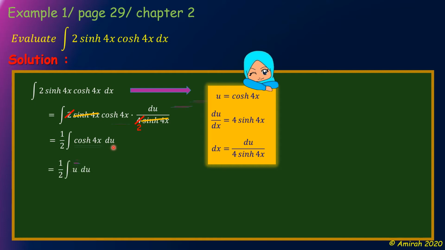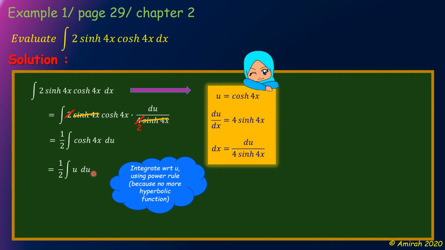So what we should do is replace cosh 4x by u. And then now we have everything in terms of u and du. So from here we can integrate with respect to u. We just use the power rule to integrate because there is no more hyperbolic function here.